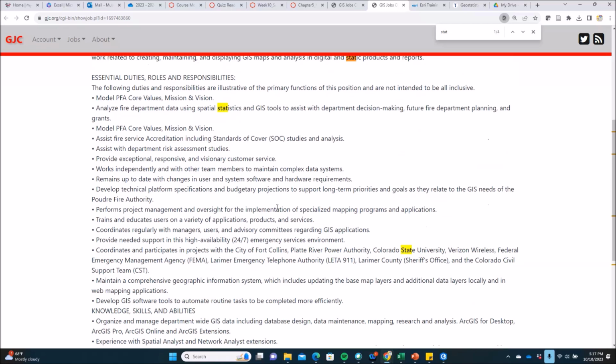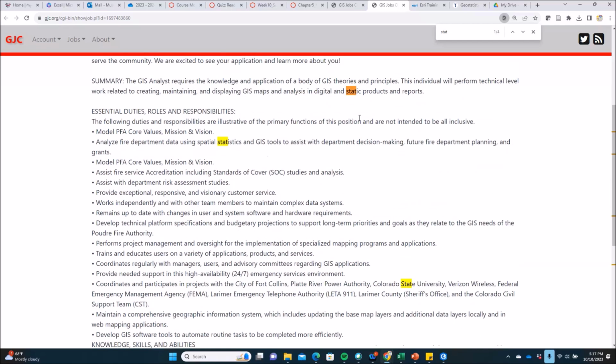Some of the things I thought I saw was modeling to create digital and static products. So a lot of times we see the nice, pretty maps up there that you do create in chapter 3. What's the bar?